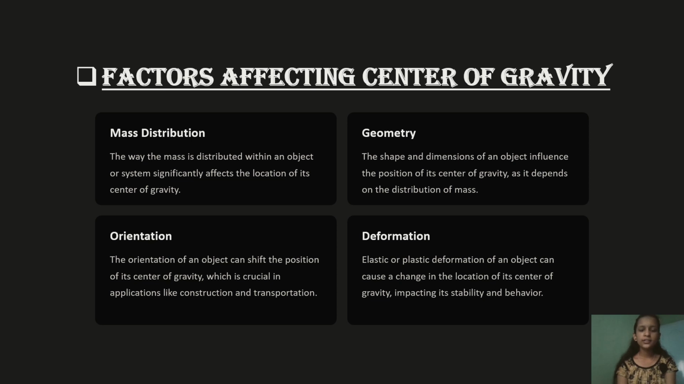Orientation: the orientation of an object can shift the position of its center of gravity, which is crucial in applications like construction and transportation. Deformation: elastic or plastic deformation of an object can cause a change in the location of its center of gravity, impacting its stability and its behavior.